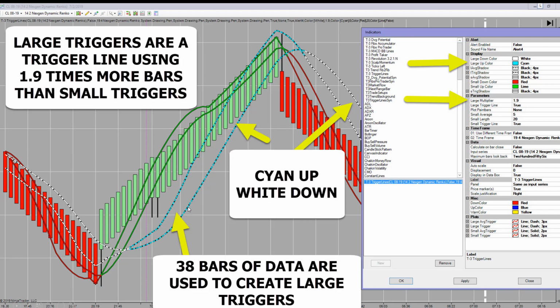We have a second trigger line calculation that's exactly the same indicator as the first one. It just uses 1.9 times more bars than the small triggers. So the small triggers use 20 bars, what we call large triggers. I know it's not terribly tricky there. Small triggers, large triggers. 38 bars of data are used to create the larger triggers. It's the same calculation. It's the same indicator. One of them plots green and red. One of them plots white and cyan. Again, you're going to see how this comes together in a very simple, easy-to-use format.